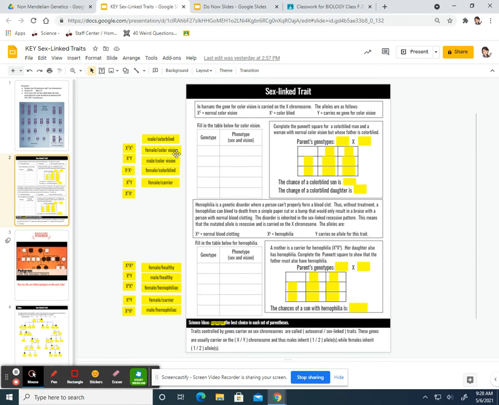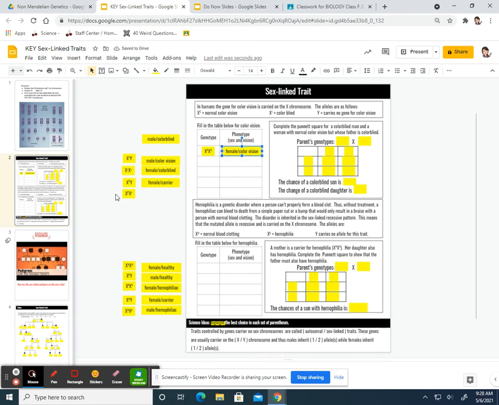Okay, so when we're talking about genotypes, we're going to start with the X big C, X big C. And in terms of phenotype, we have to think about XX, that would lead to a female. And since I said that normal color vision is the dominant allele with the big C, this genotype would have the corresponding phenotype of a female who has normal color vision.